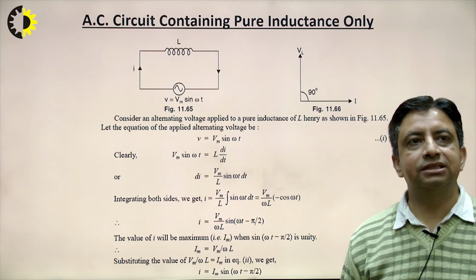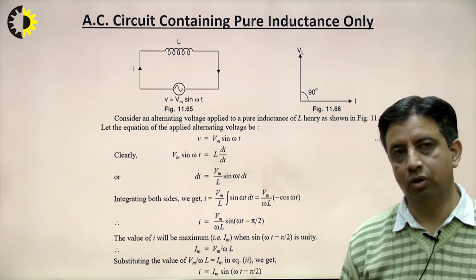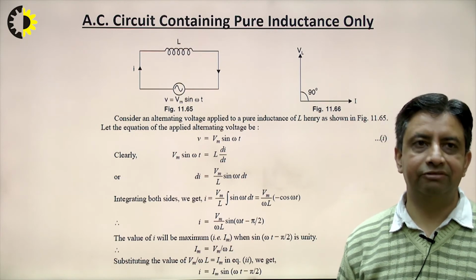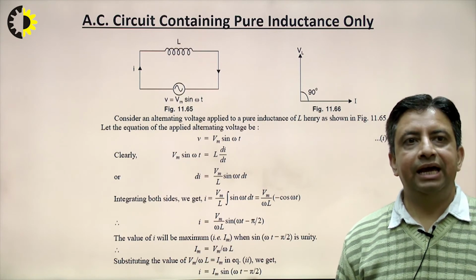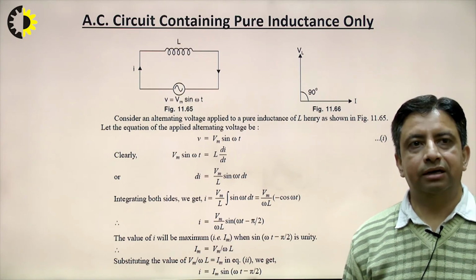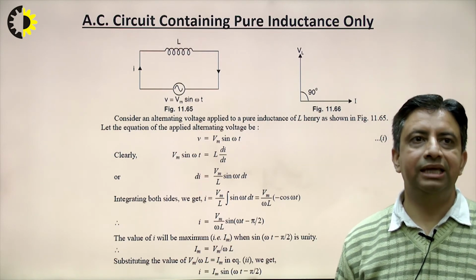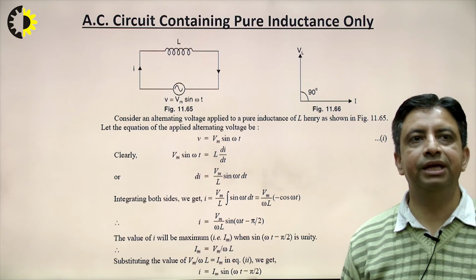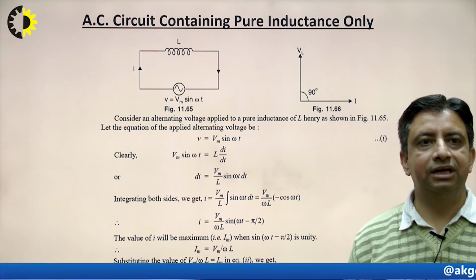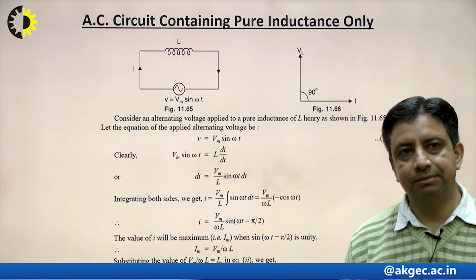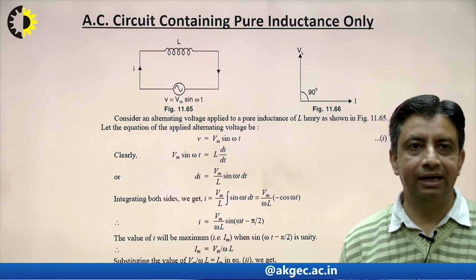Now, coming to the next one, that is called AC circuit containing purely inductance only. So, it is also called a purely inductive circuit. In this case again we will apply AC voltage to an inductor. So, we know that in case of an inductor, the EMF induced in the inductor will be minus L di by dt, and this EMF induced in the inductor will again oppose the supply voltage V. So, that means V will be equal to L di by dt.